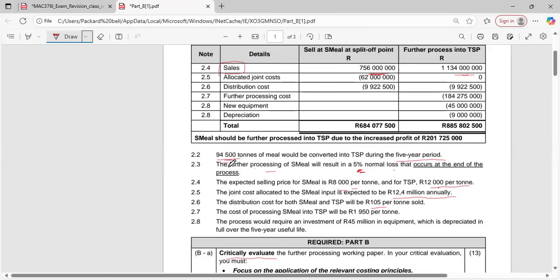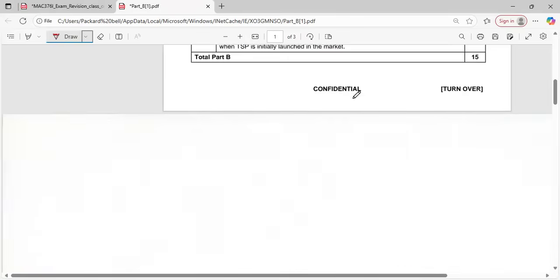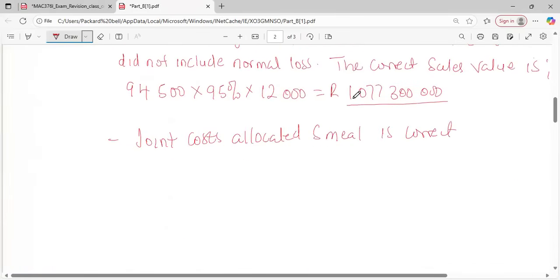Is it correct? Do we have the correct figure? 9,922,500. Do you guys have the correct figure? 94,500 times 105. Is it correct? Yes, it's correct. So the distribution cost allocated to S meal is correct. So this is how we will be answering your questions.